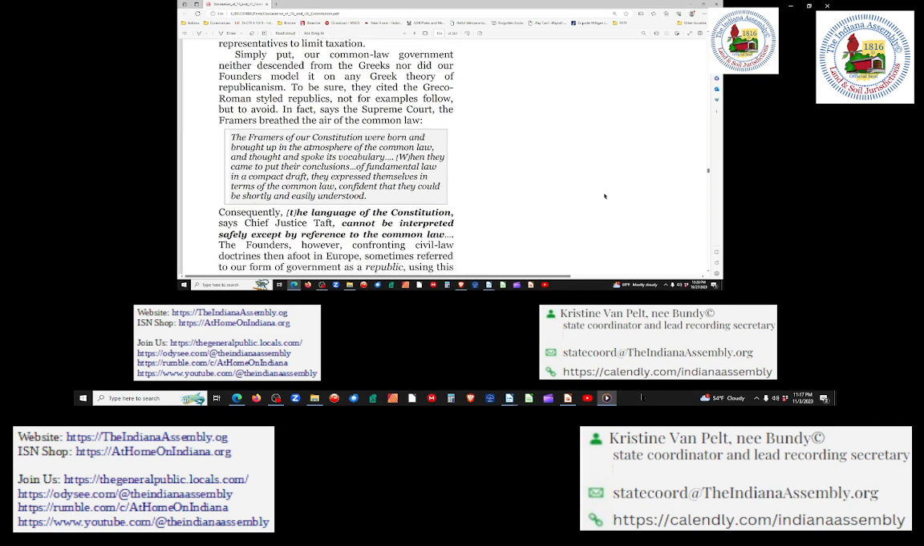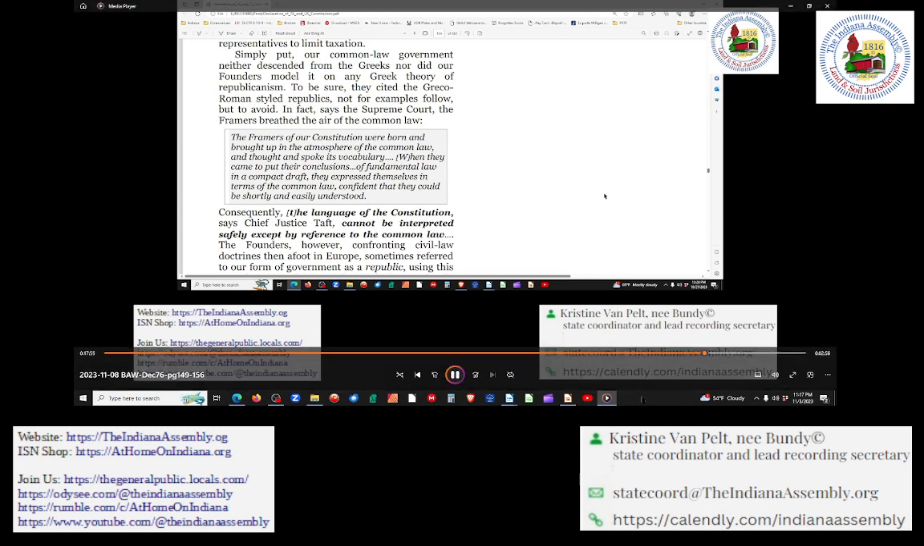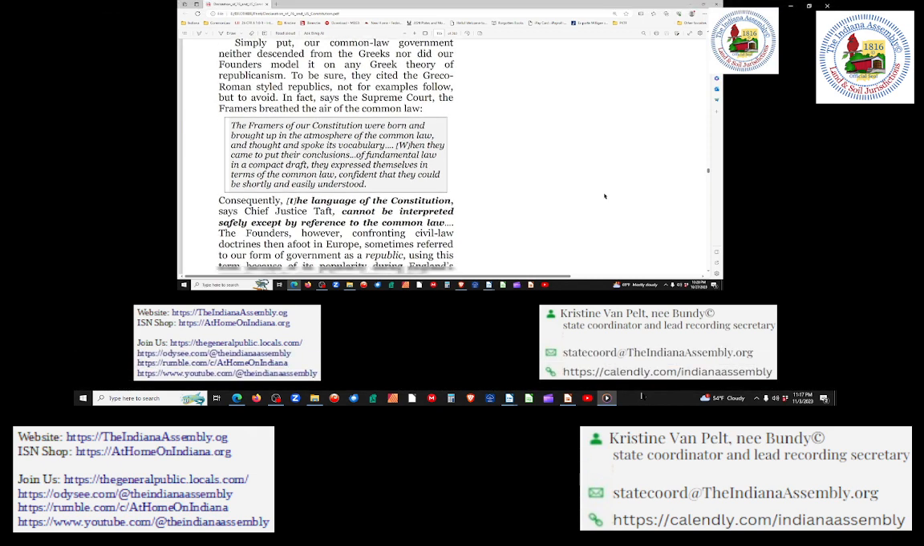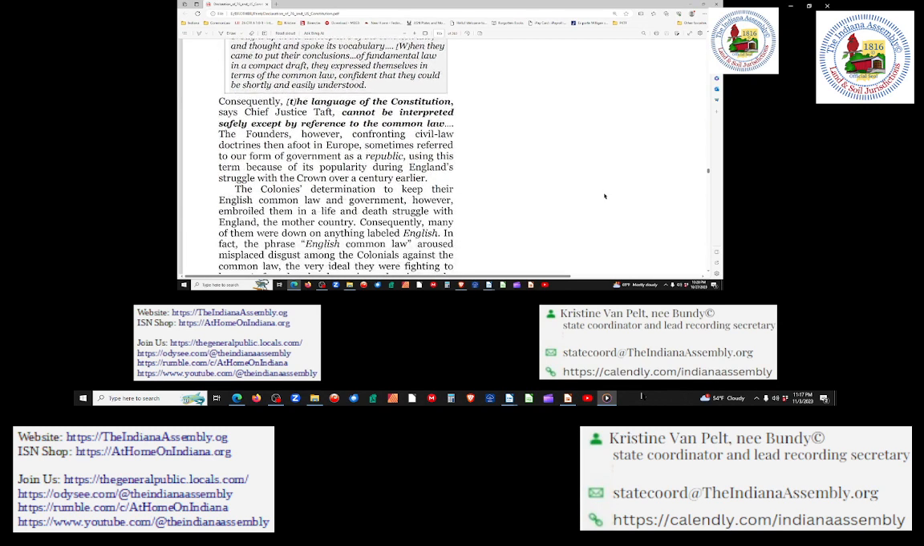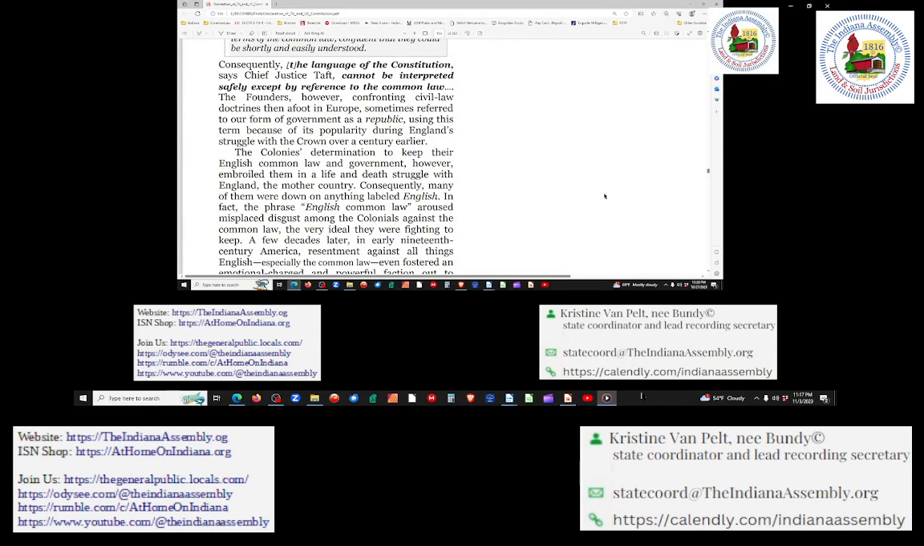In fact, says the Supreme Court, the framers breathed the air of the common law. The framers of our Constitution were born and brought up in the atmosphere of the common law, and thought and spoke its vocabulary. When they came to put their conclusions of fundamental law in a compact draft, they expressed themselves in terms of the common law, confident that they could be shortly and easily understood. Consequently, the language of the Constitution, says Chief Justice Taft, cannot be interpreted safely except by reference to the common law.